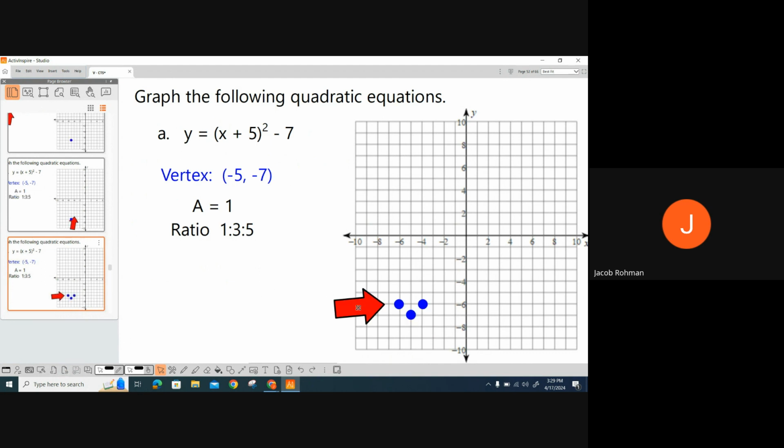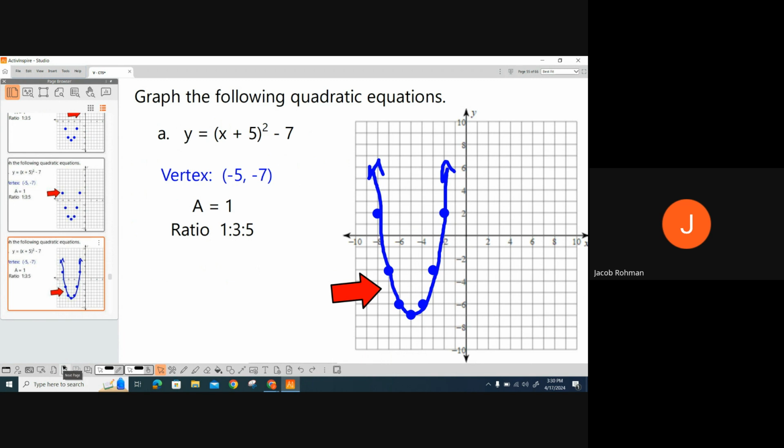Then the next part of the dots is going to be out 1, up 3, or out 1, up 3. So I'll go ahead and label those dots. And then the last part of the ratio is going to be out 1, up 5, out 1, up 5. So we're going to have the 2 dots there. And then we just simply connect those dots with a line. My line's not the greatest, so this is what the parabola should look like.